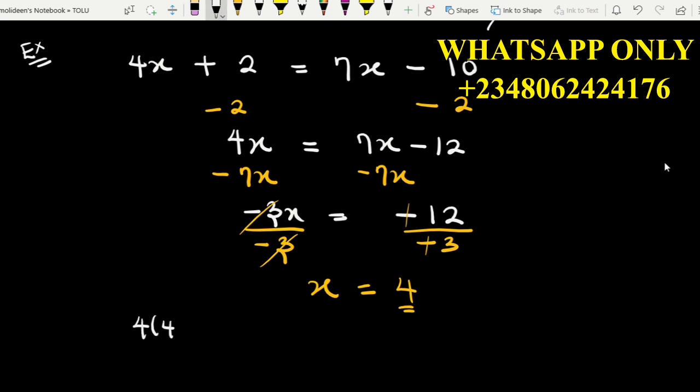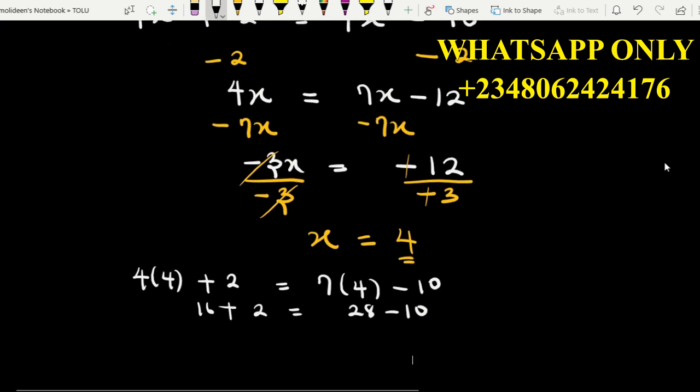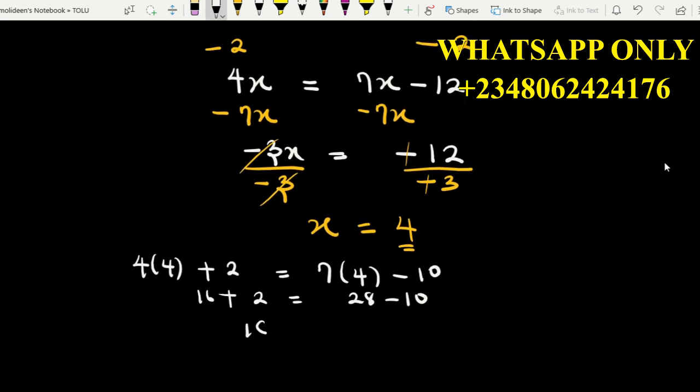So that will be what? 4 times 4 plus 2. Let's see whether it will be equal to 7 open bracket 4 close bracket minus 10. Okay? 4 times 4 is 16. 16 plus 2 equals, 4 times 7 is what? 28. 28 minus 10. Now you discover that by the time you look at the left hand side, you are going to get 18 here. The right hand side is also what? 18. Okay, so this is our check.